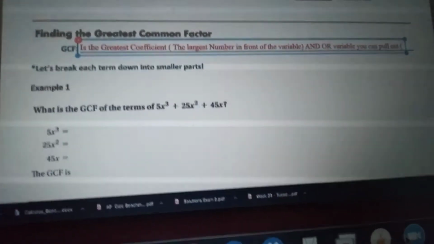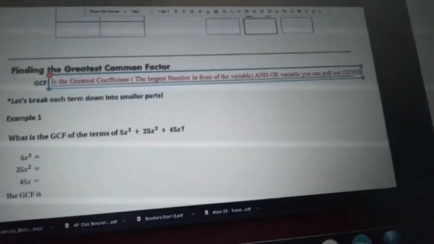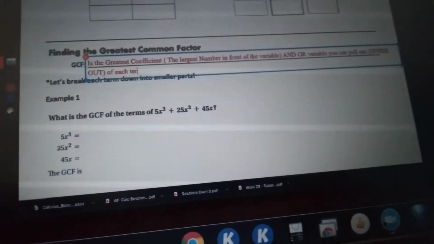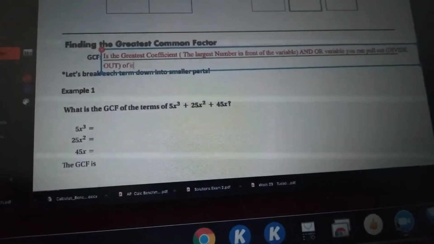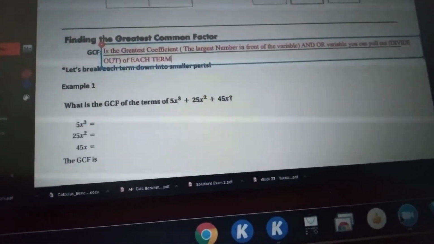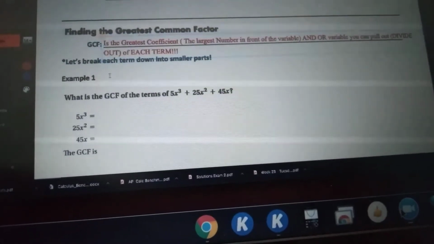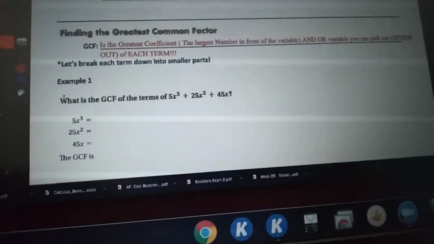What do I mean by pull out? I mean divide out of each term. Each term. Period. Does everyone understand this sentence? Or just the letter. Everyone understand that you can pull out, meaning divide out of each term? So let's look at an example.